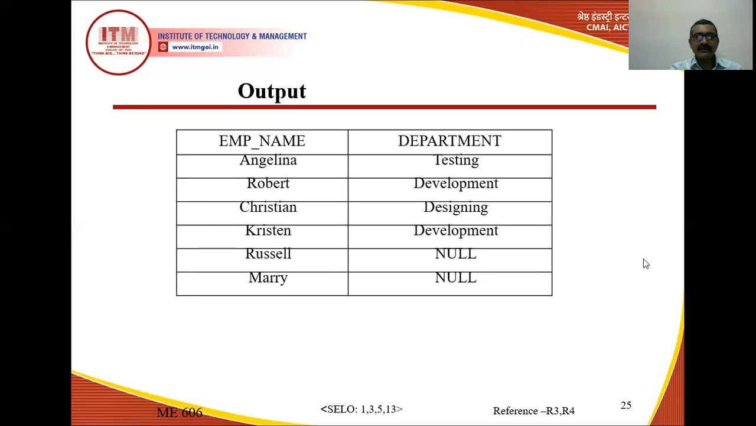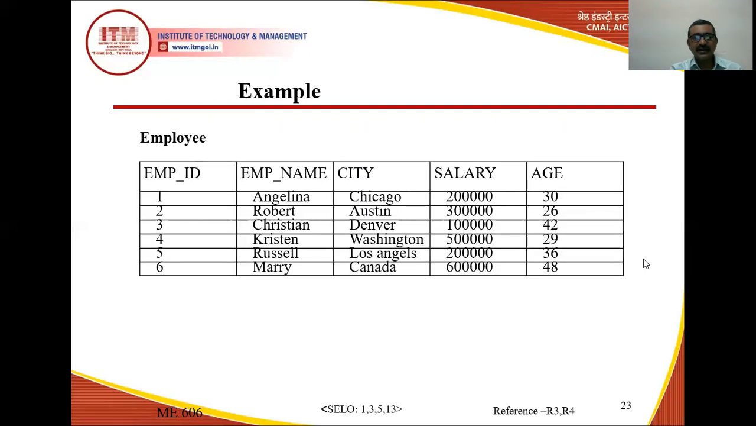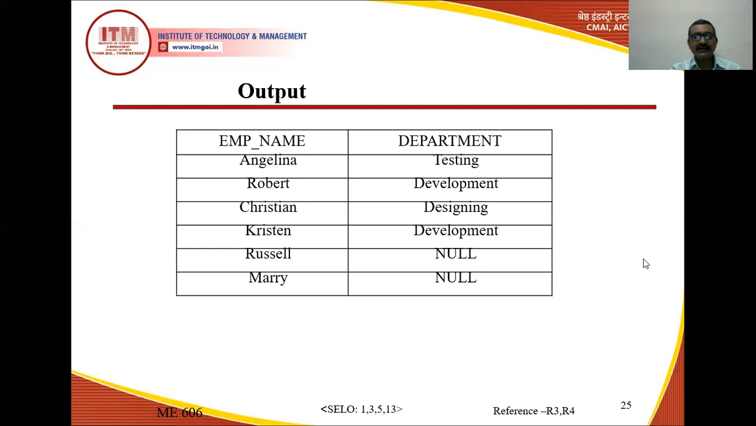So employee name Angelina is testing, and Robert is development, Christian is designing, and Kristen is development. But Russell and Mary are null. So where is Russell? There is a Russell, but there is no department here. And for Mary, there is no department here. So Russell and Mary are null. So this is your full outer join where we have to combine two tables and match the column of the two tables. But where there is no matching, then it is defined as null in that particular column.